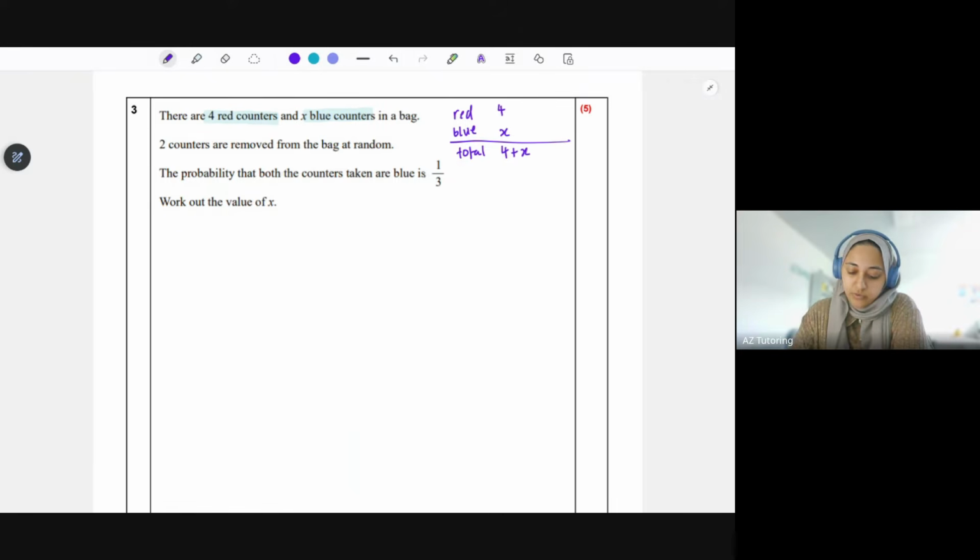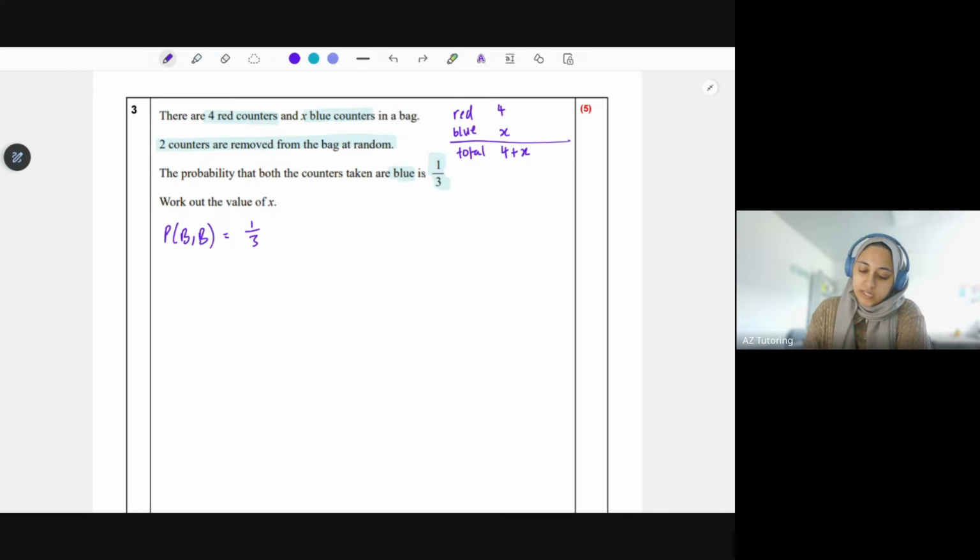2 counters are removed from the bag at random. It's not being replaced, so therefore the second probability will change. That's the importance of this sentence here. The probability that both the counters are blue is 1 over 3. So probability of blue is 1 out of 3. Work out the value of x. So we're basically finding out what is the amount of blue counters.